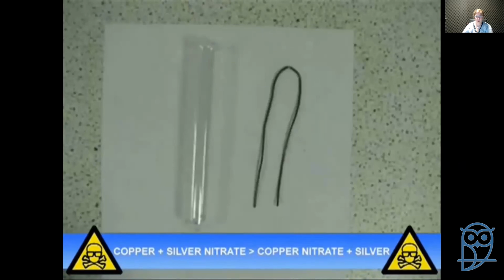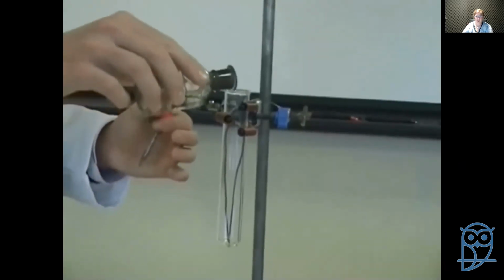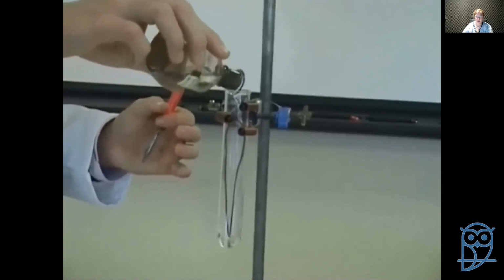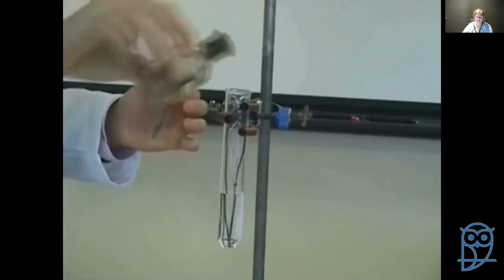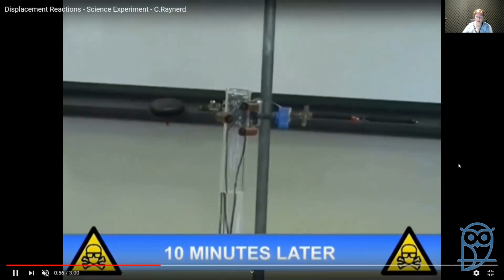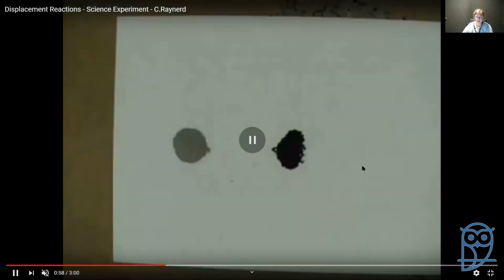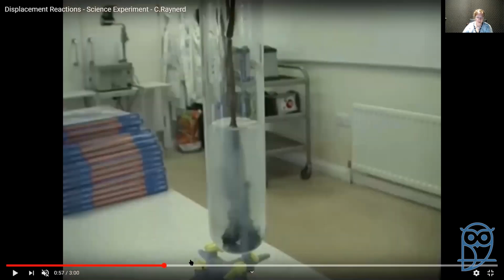Now he's going to show copper and silver nitrate. So he adds the silver nitrate into the flask. He's got some copper wire in there already. So 10 minutes later, this is what we get. We get quite a bit of buildup on the sides of our copper wire over here.